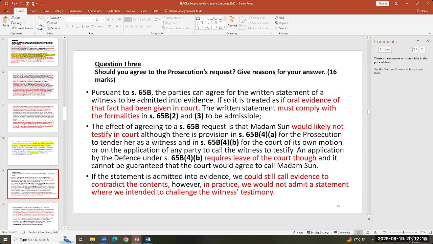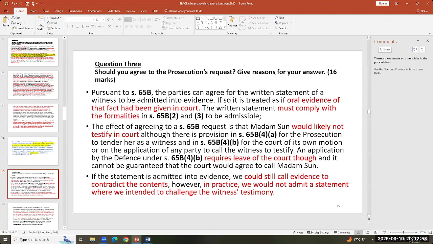So we start off with a summary of what 65B is. It's an agreement for the written statement to go into evidence. It's treated as if the witness had orally testified to the contents, but there's formalities to comply with. There has to be a declaration of truth in it, has to be signed by the witness. And if it goes in under 65B, then likely she's not coming to court to testify unless you ask the court for leave for her to come. But that's not a guarantee because you're asking the court for leave.